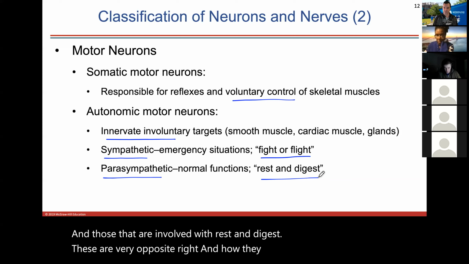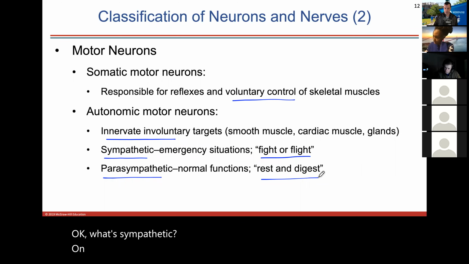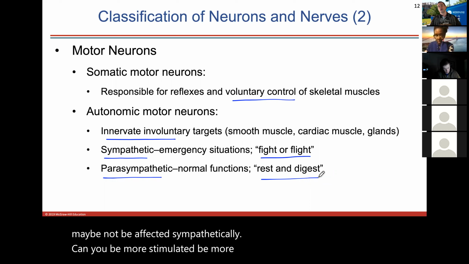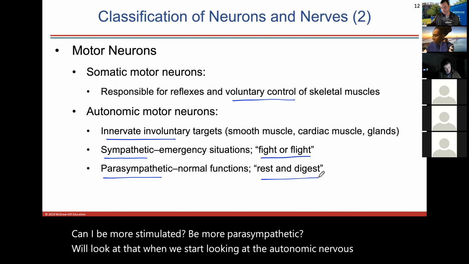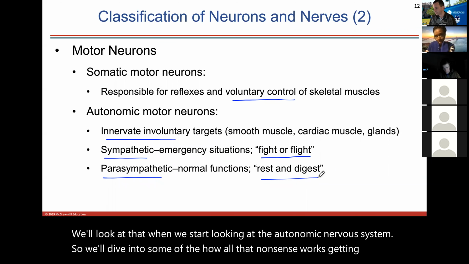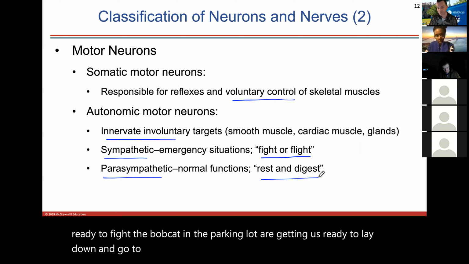different structures. Okay, what's sympathetic on one effector may not be affected sympathetically. Okay, be more stimulated, be more parasympathetic. We'll look at that when we start looking at the autonomic nervous system. Okay, so we'll dive into how all that works, getting us ready to fight the bobcat in the parking lot, or getting us ready to lay down and go to bed, or eat a sandwich, whatever the case may be. But they do different.